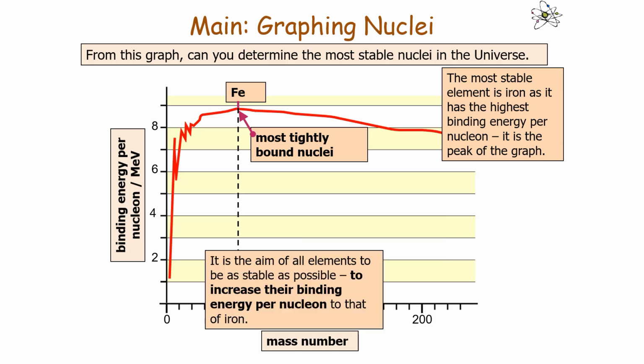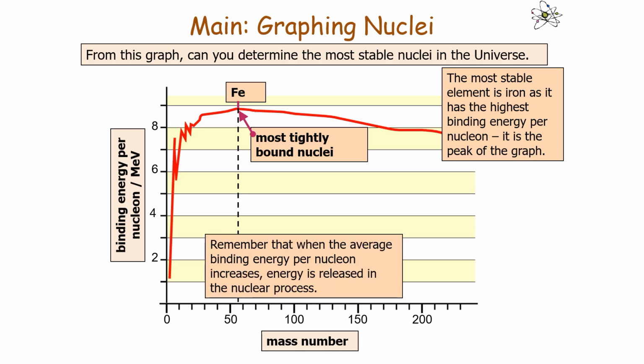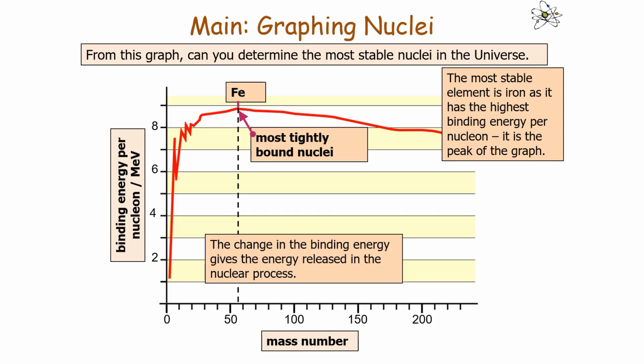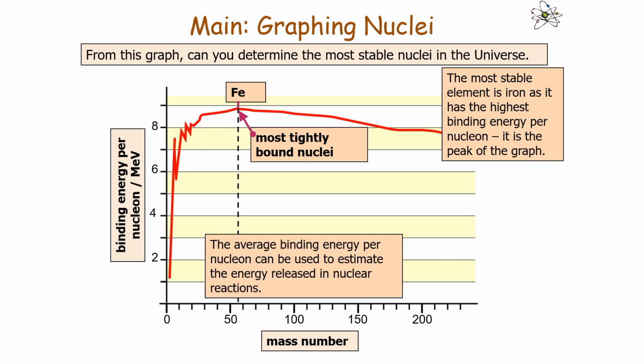It's the aim of all elements to be as stable as possible, to basically increase their binding energy per nucleon to that of iron. Again, remember that when the average binding energy per nucleon increases, energy is released in this nuclear process, and the change in the binding energy gives you the total energy released in the nuclear process. So the average binding energy per nucleon can be used to estimate the energy released in different nuclear reactions.